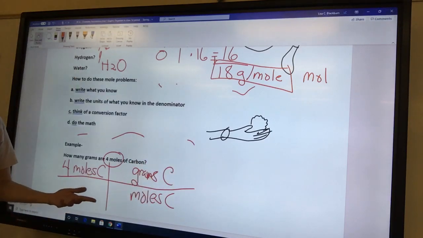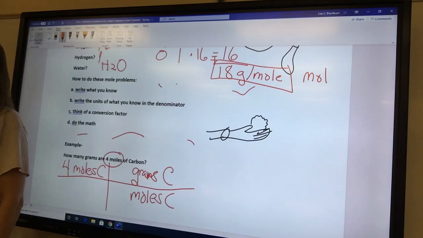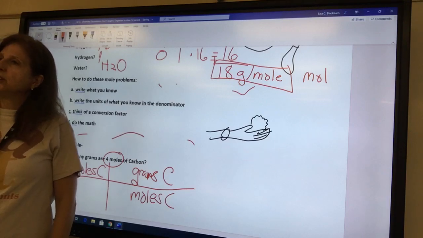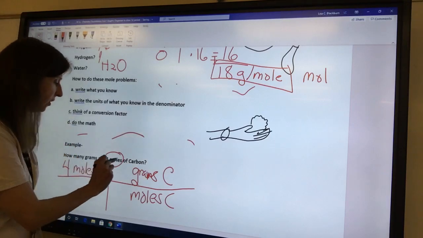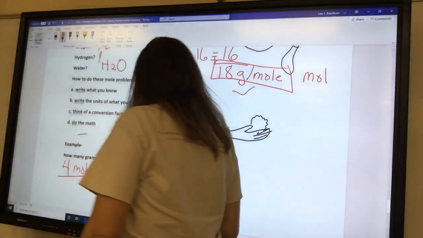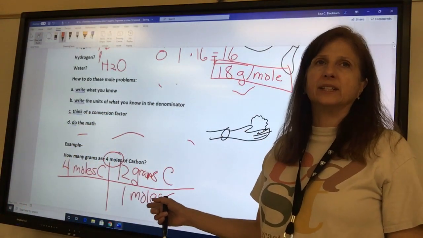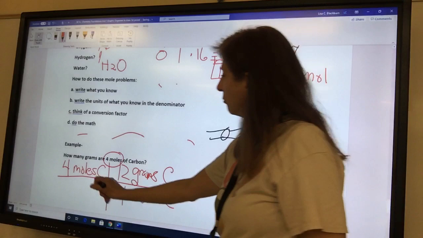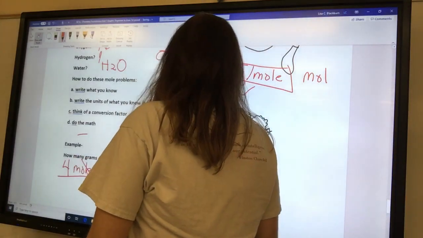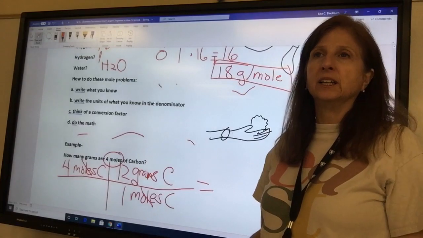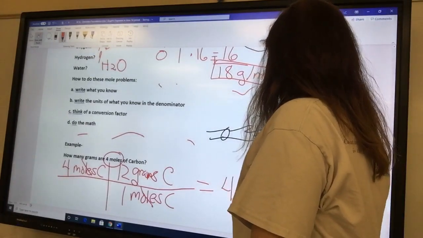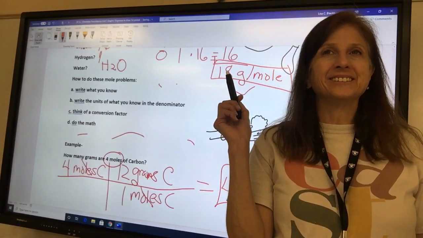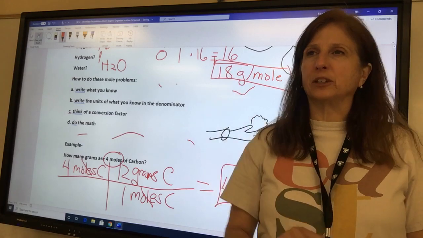So our conversion factor is the molar mass off the periodic table. What is the molar mass of carbon? 12. So there's 12 grams in 1 mole. That's the conversion factor. Does that make sense? 12 grams are in 1 mole. We want to know how many grams are in 4 moles. Moles cancel out. 4 times 12 is 48. So it's 48 grams. Put a box around it. What do you think? That is your first unit of chemistry.